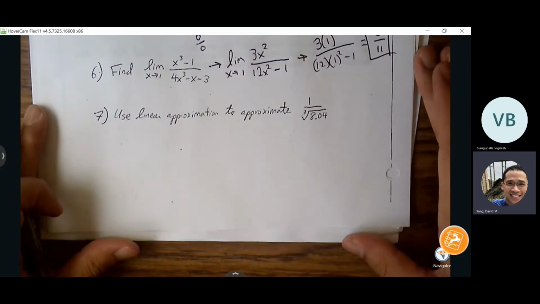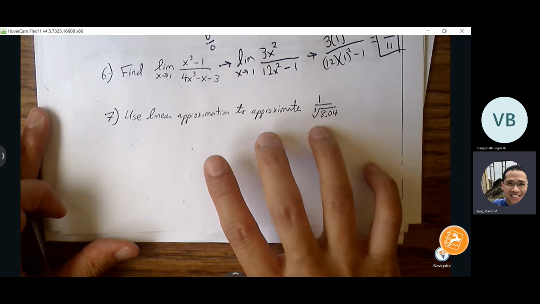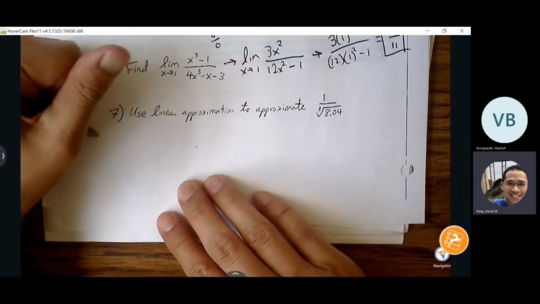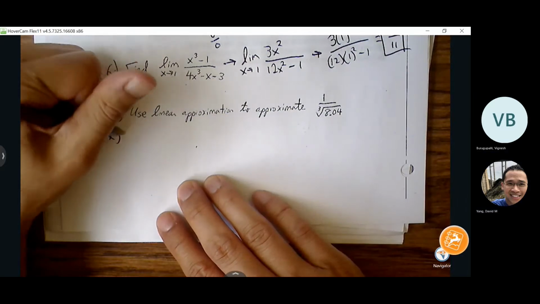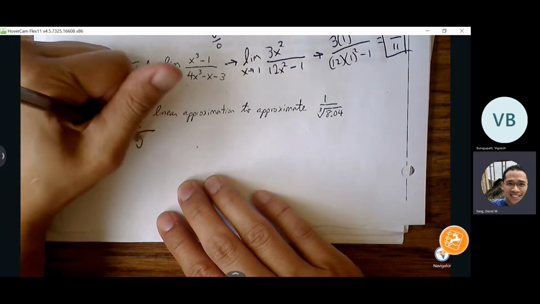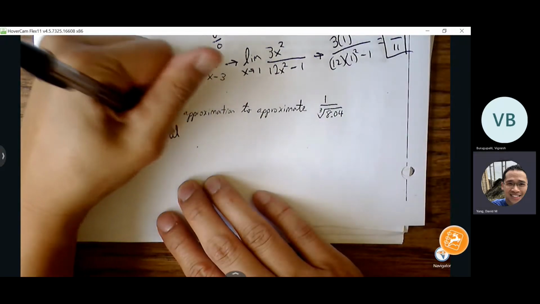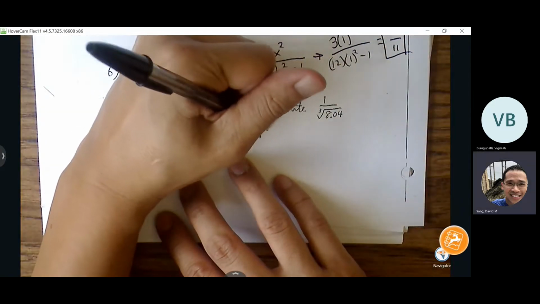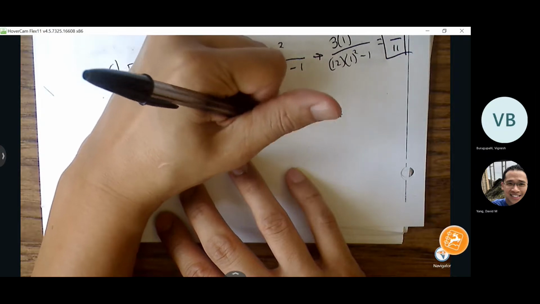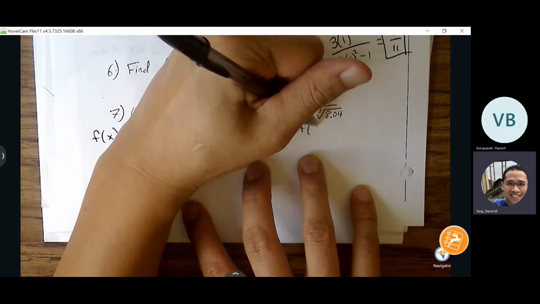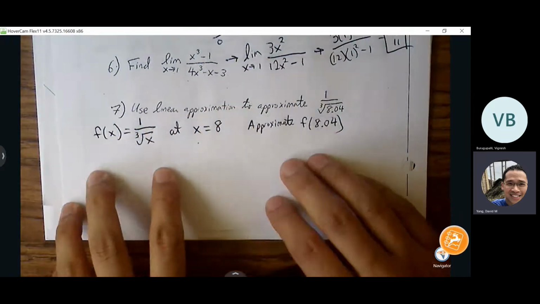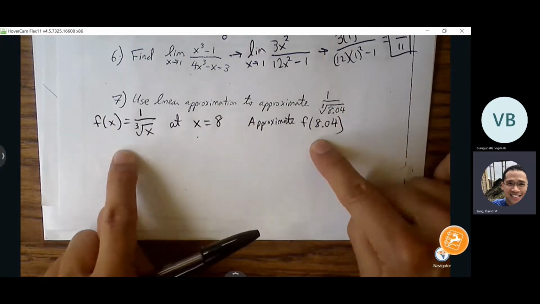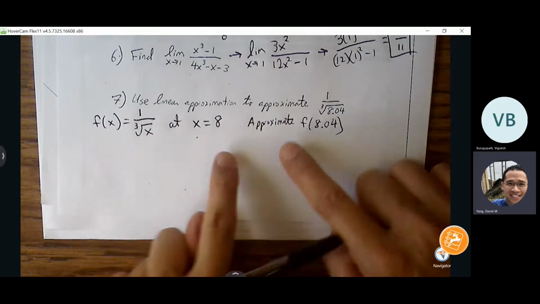Okay, number 7 is a linear approximation problem, but it'll be worded a little differently. Let me word it a little differently for us so you can see what it'll look more like. Let's say our function is 1 over the cube root of x at x equals 8, and then approximate f of 8.04. This is more like what you're going to expect in terms of the wording. This is a very compact form of this question, but I'll word it more spaced out like this.